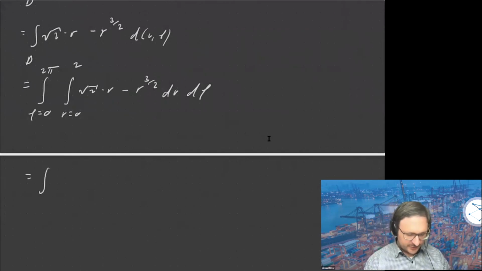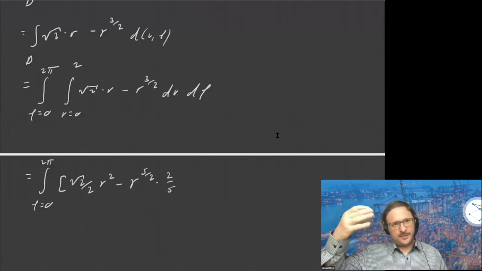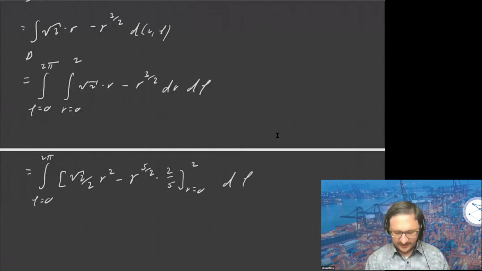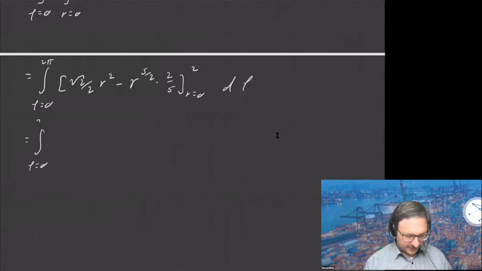So let's do the inner integration. So that is square root of 2 over 2 r squared minus, and this expression here, that will be r to the power of 5 over 2 times 2 over 5. So we divide by that new factor 5 over 2. Okay, and r varies between 0 and 2, and we integrate the result d phi. So outer integral again.